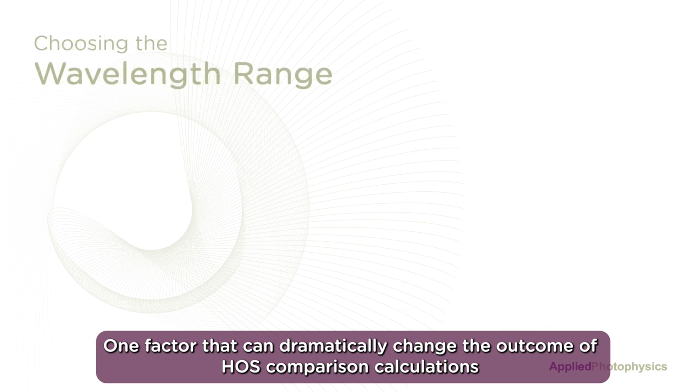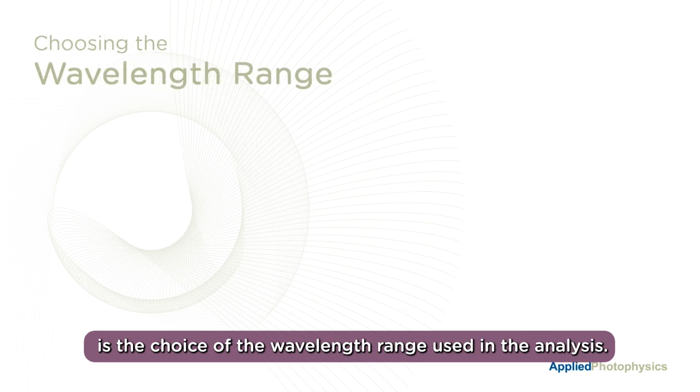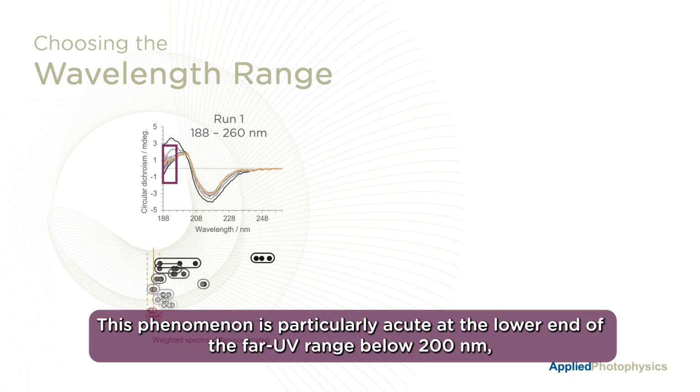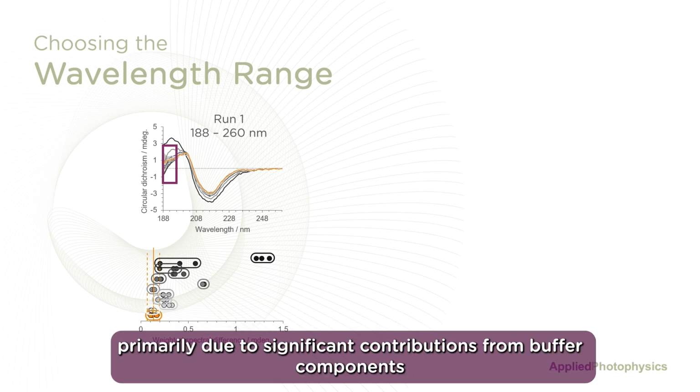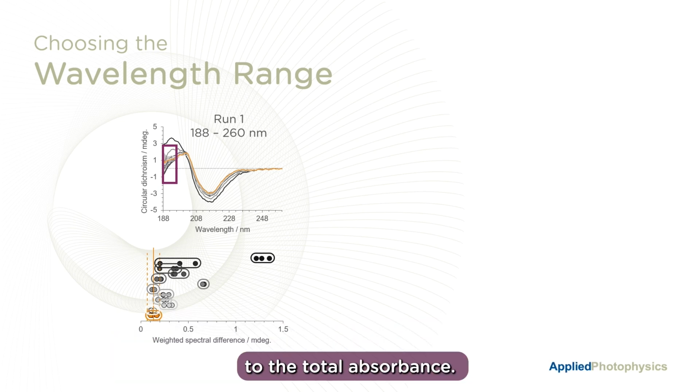One factor that can dramatically change the outcome of HOS comparison calculations is the choice of the wavelength range used in the analysis. This phenomenon is particularly acute at the lower end of the far UV range below 200 nanometers, primarily due to significant contributions from buffer components to the total absorbance.